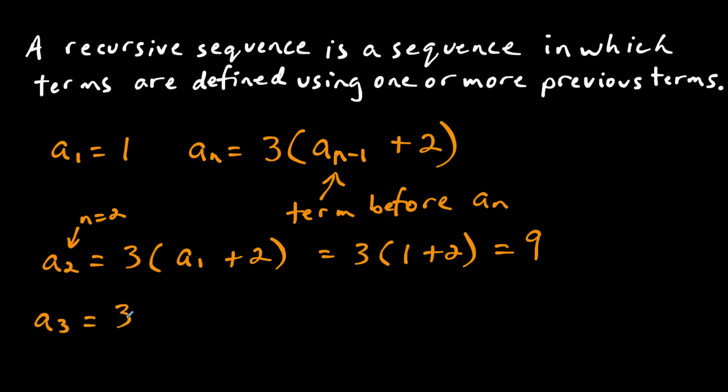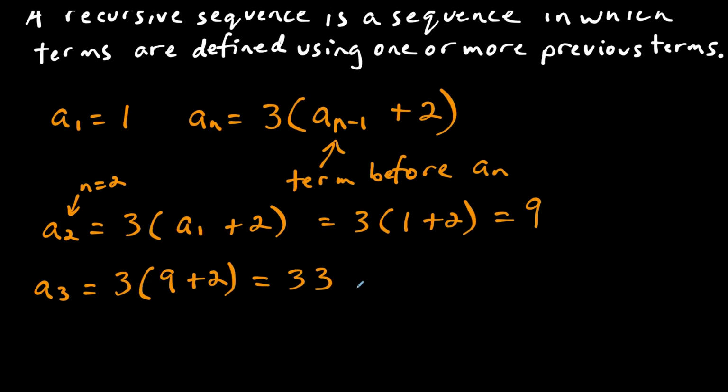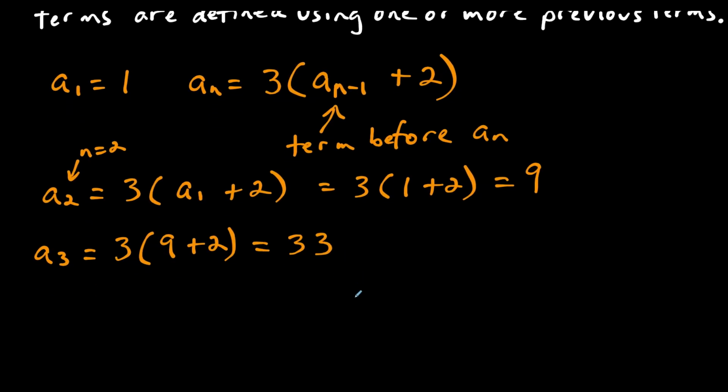We're going to have 3 times a sub n minus 1, and remember, it's the term before a sub n. So if I'm looking for a sub 3, then I'm going to use the term that I just found before, which is 9, and I'll have 9 plus 2 equals 11, and then 3 times 11 is going to give us 33.